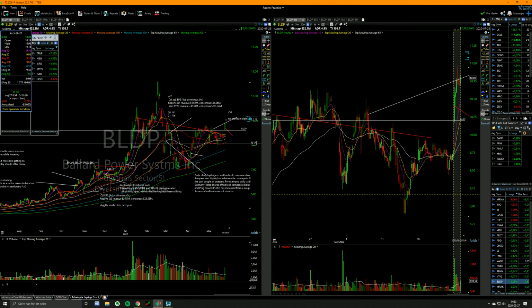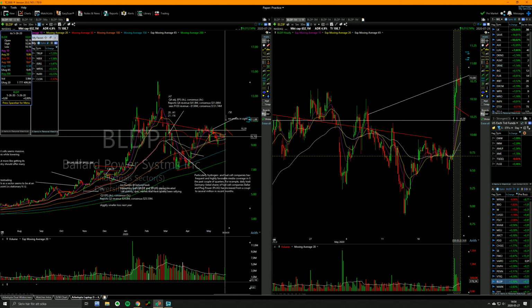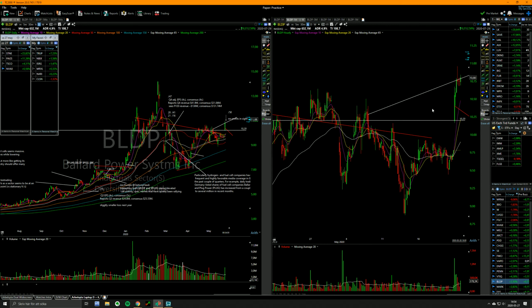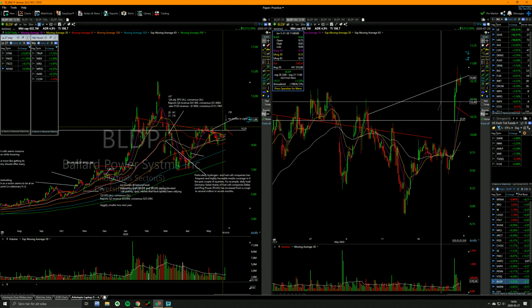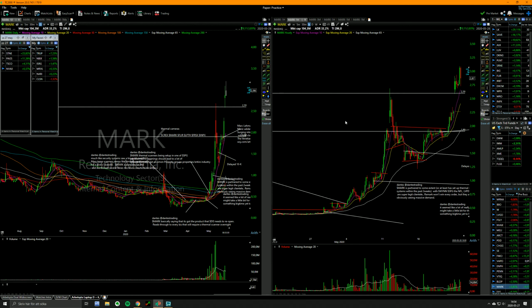BLDP, breakout, momentum stock. It's in the right sector, fuel cells. Fuel cells are super hot right now. And it had a tight bull flag, and it gaps up on big volume, and that's where I bought it. I bought opening range highs, 10.40s or 10.50s, I think. Mark, this is a pump stock, but it's the same concept. You have a flag and you buy it.